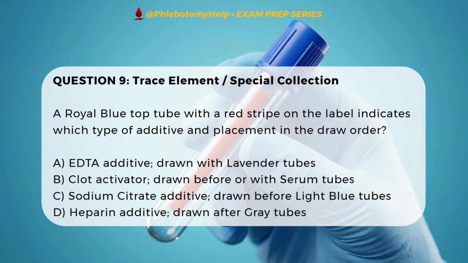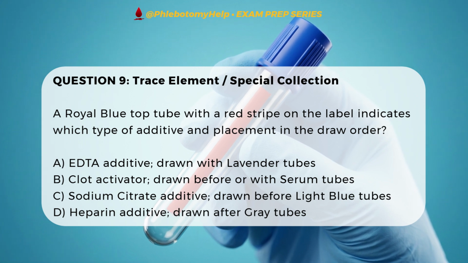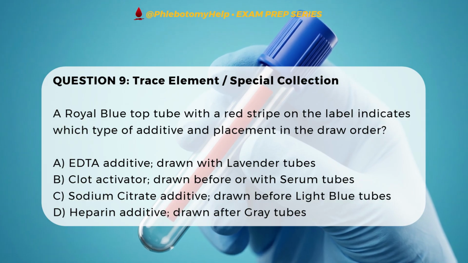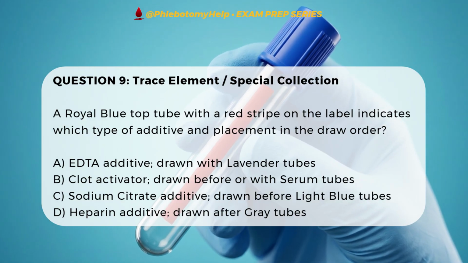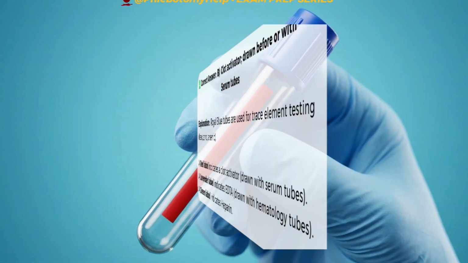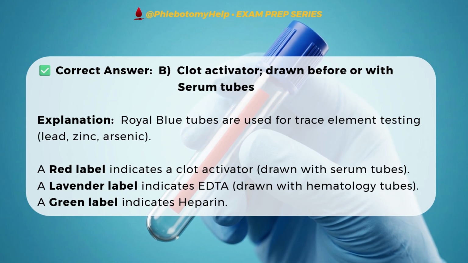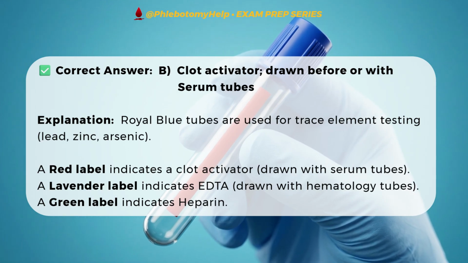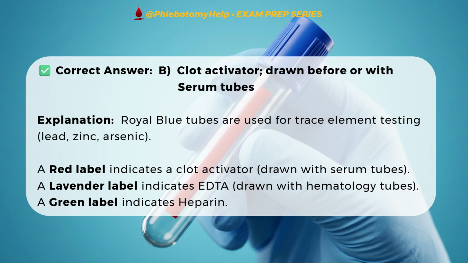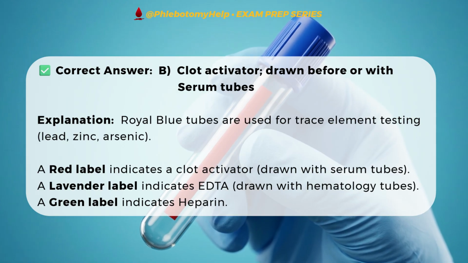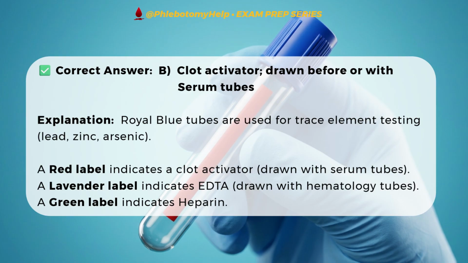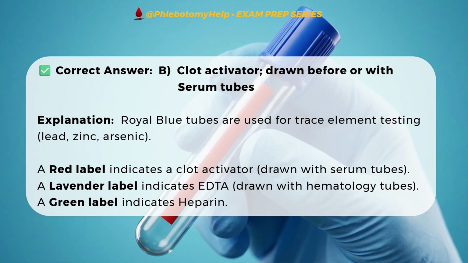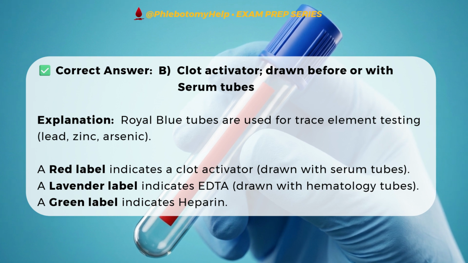Question 9. A royal blue top tube with a red stripe on the label indicates which type of additive and placement in the draw order? The correct answer is B, clot activator, drawn before or with serum tubes. Royal blue tubes are used for trace element testing, such as lead, zinc, and arsenic. A red label indicates a clot activator. A lavender label indicates EDTA. A green label indicates heparin.